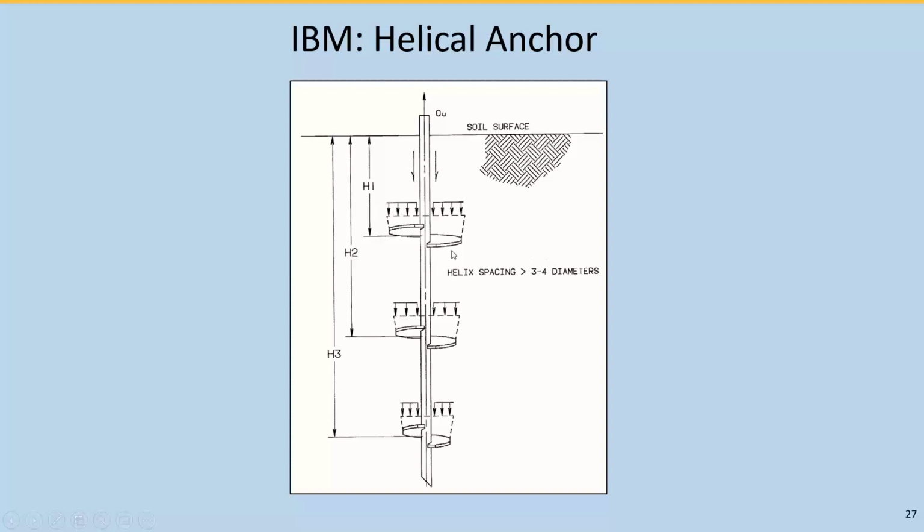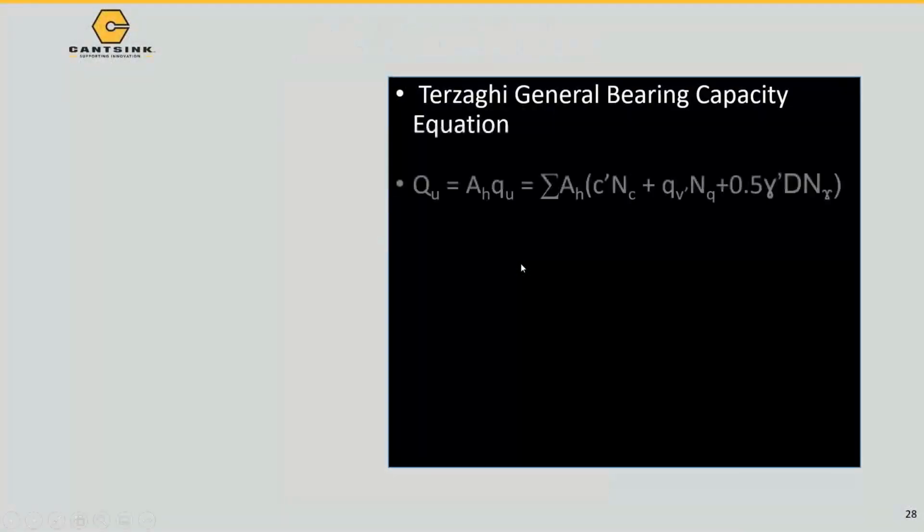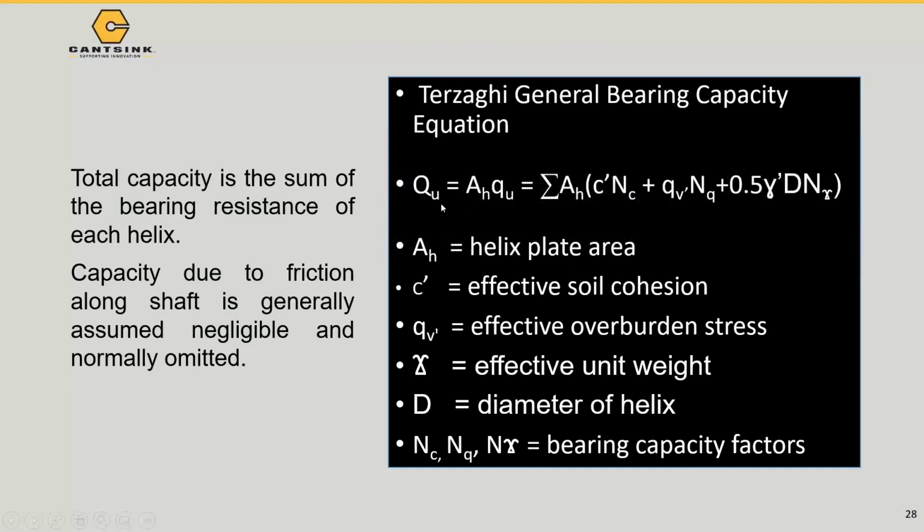In equation form, and I'm going to talk about the spacing between these helices, the ultimate pile capacity is equal to the area of the helix multiplied by the soil bearing resistance. And in the helical pile industry, we use the Terzaghi general bearing capacity equation. It's basically the area of the helix multiplied by cNc plus qNq plus 0.5 gamma D N gamma. That's the way we use it in the helical pile industry.